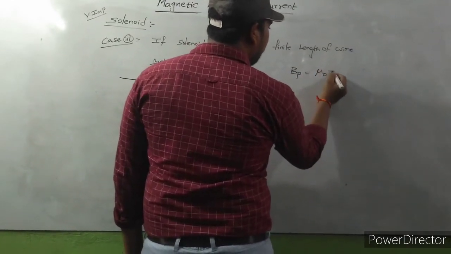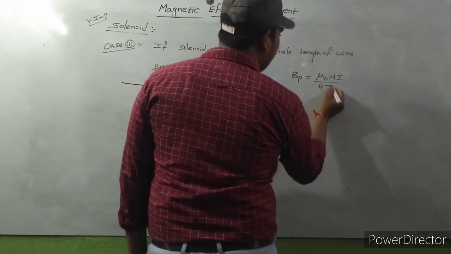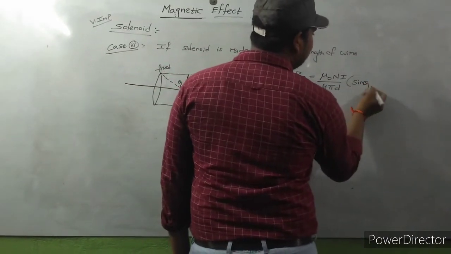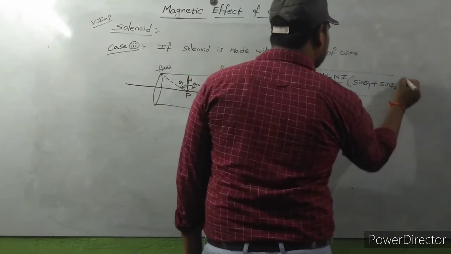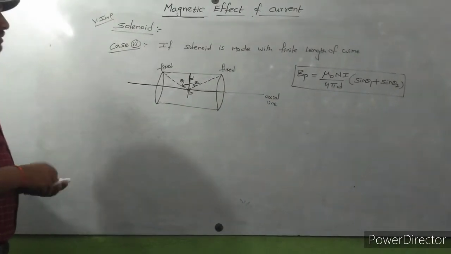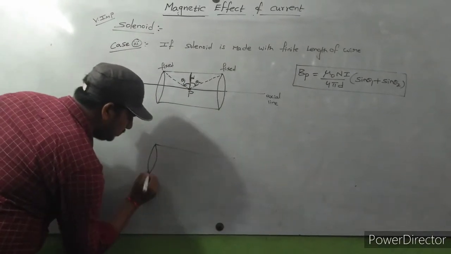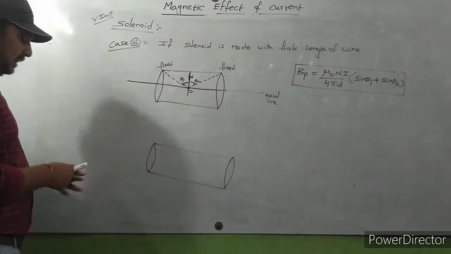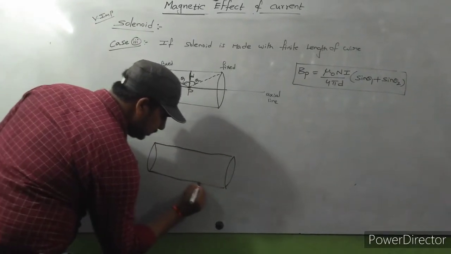According to Biot-Savart's law, the magnetic field at this point P is mu naught n I by 4 pi D into sin theta 1 plus sin theta 2, if the angles are present here. Sometimes angles are given here, so observe carefully.